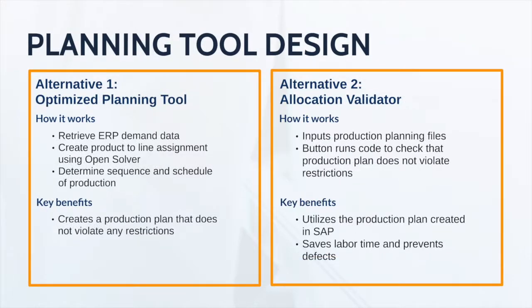For the planning tool, our first alternative was an optimization model that used the restrictions database, SAP demand data, and an advanced version of Excel Solver to create a production plan. The second alternative was an allocation validator that reads in the production plan from SAP and ensures that each allocation does not violate any of the restrictions found in the database. This alternative requires much more VBA coding, while the optimization model can be completed primarily in OpenSolver.